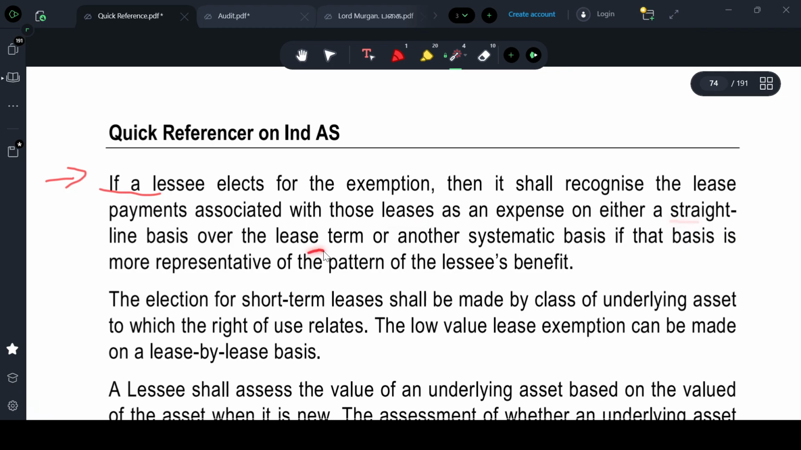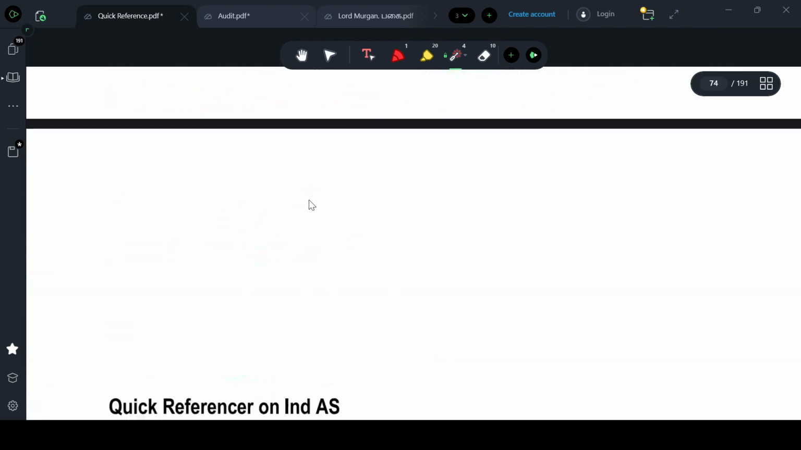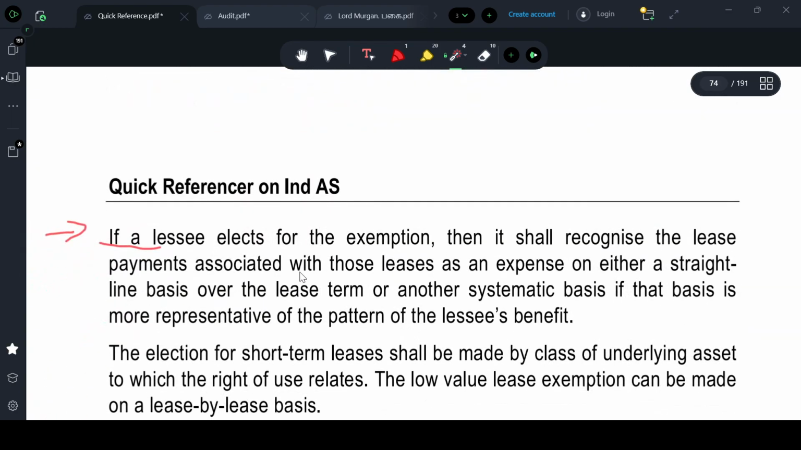Either straight line basis or another basis. What kind of exemption is given? If a lease is considered as remuneration or payment, the lease payment is associated as an expense. How is it expensed? Either on a straight line basis, or over a lease term, or on another systematic basis, if that basis is more representative of the pattern of the lease benefit.